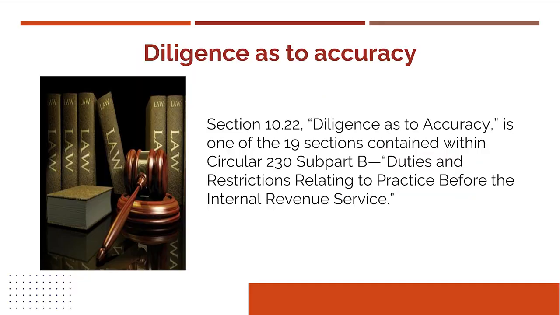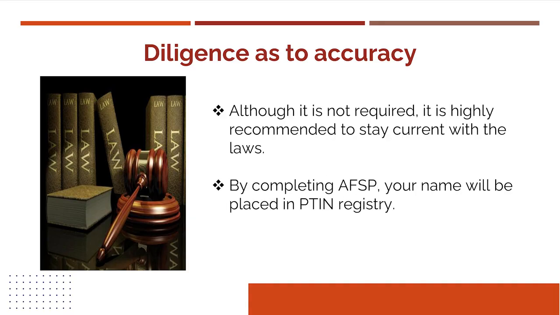Diligence as to accuracy, Section 10.22, is one of the key sections within Circular 230. Practitioners are expected to exercise due diligence in various aspects, including preparing and filing tax returns, determining the correctness of representations, and relying on the work product of others. Diligence as to accuracy, reliance on others.